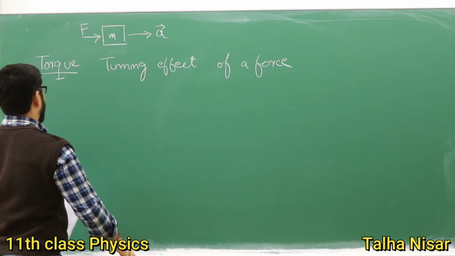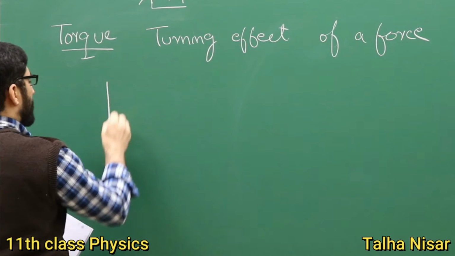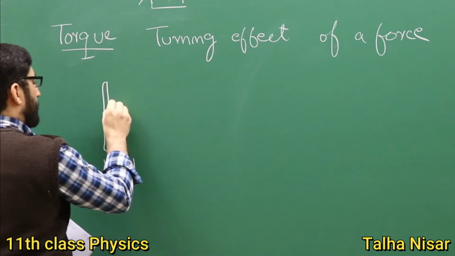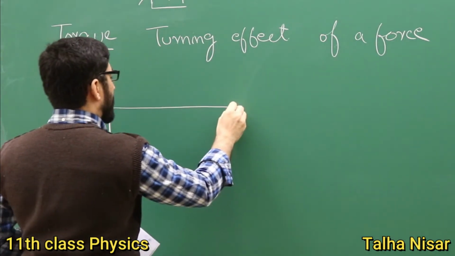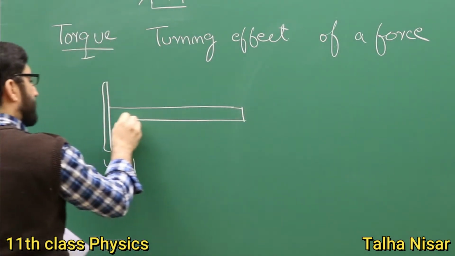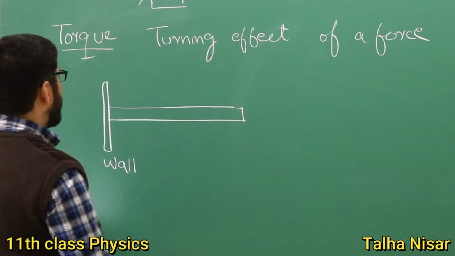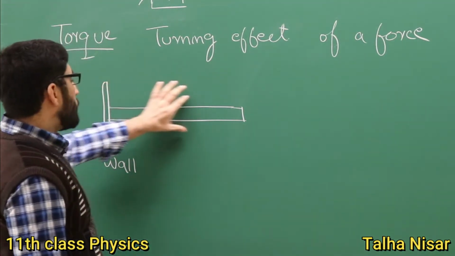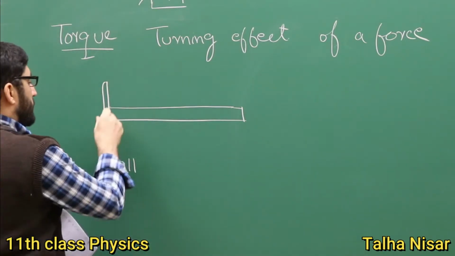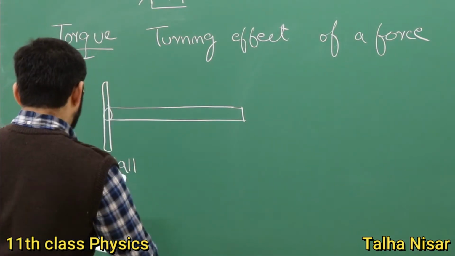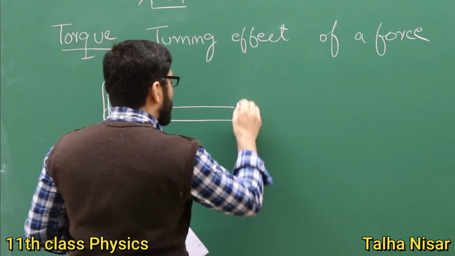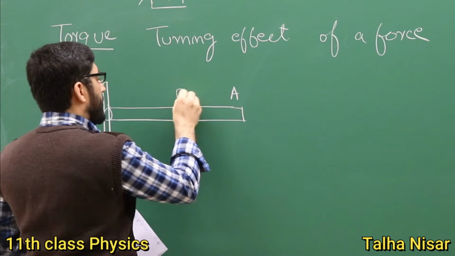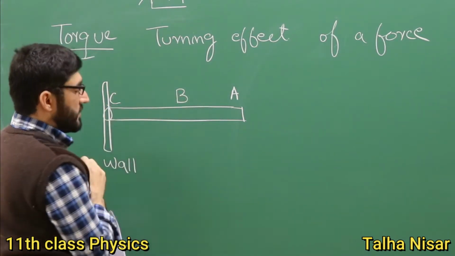For example, we take an example of a door. So we have here a wall, and we have a door which is attached to this wall. So if we apply a force, we take 3 points. For example, we have A, and here we have B, and here we have C.